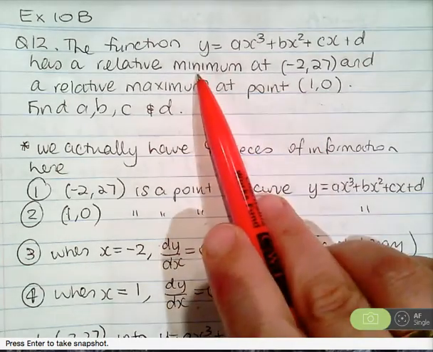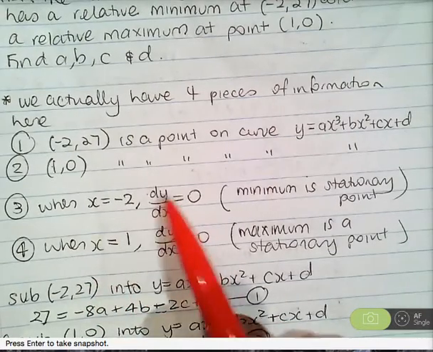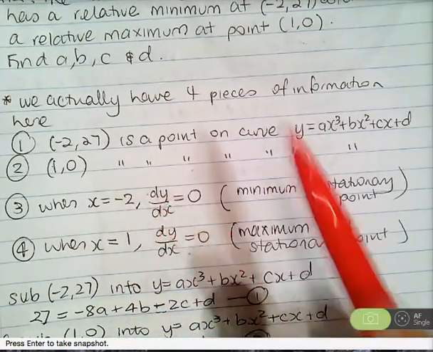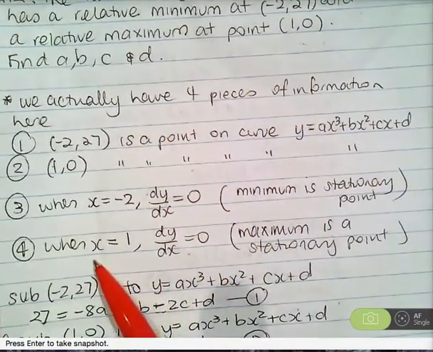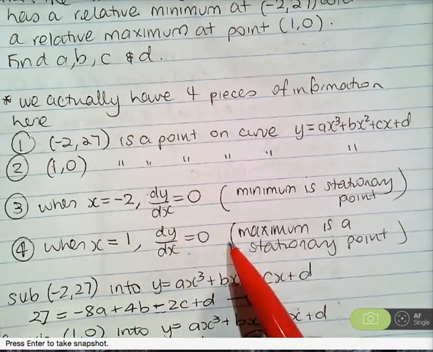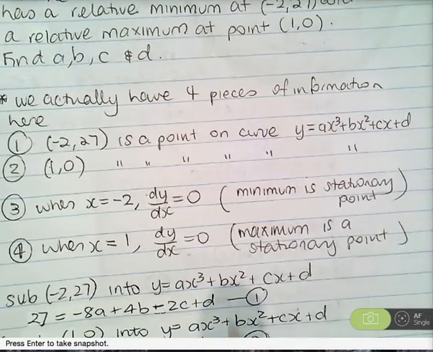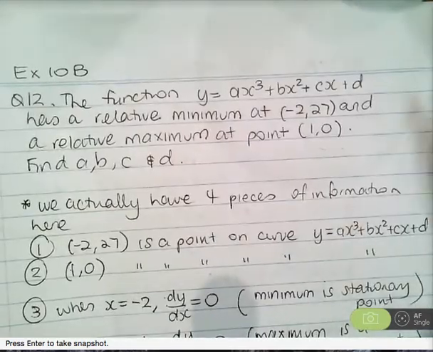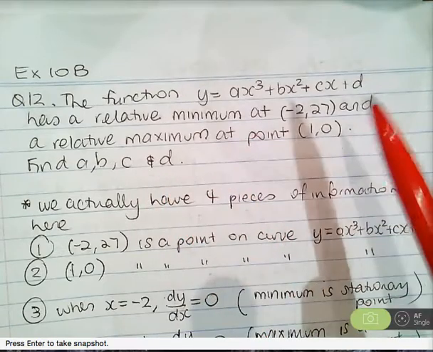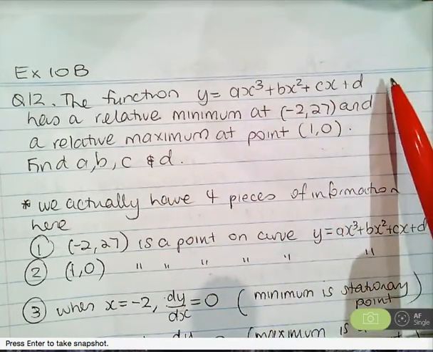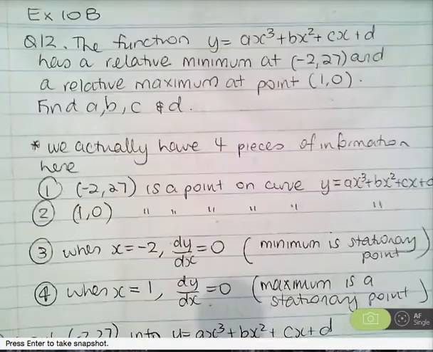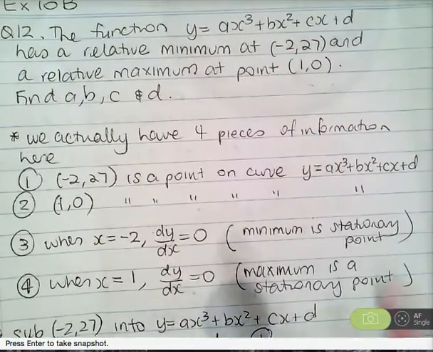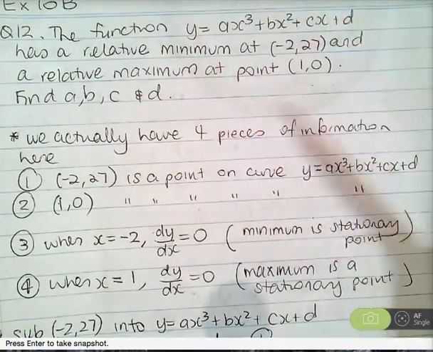And then we know that we've got a minimum, which is a stationary point, when x is negative 2. So when x is negative 2, you also know that dy dx is 0. And you also know that you've got a maximum when x is 1. So the 4th piece of information is that when x is 1, dy dx is 0, because a maximum is also a stationary point. So when you look at the question and you're trying to find a, b, c, and d, you're going to need 4 equations to be able to do that, okay? Because we've got our 4 pieces of information here, that's going to lead to 4 equations, which will allow us to find a, b, c, and d.